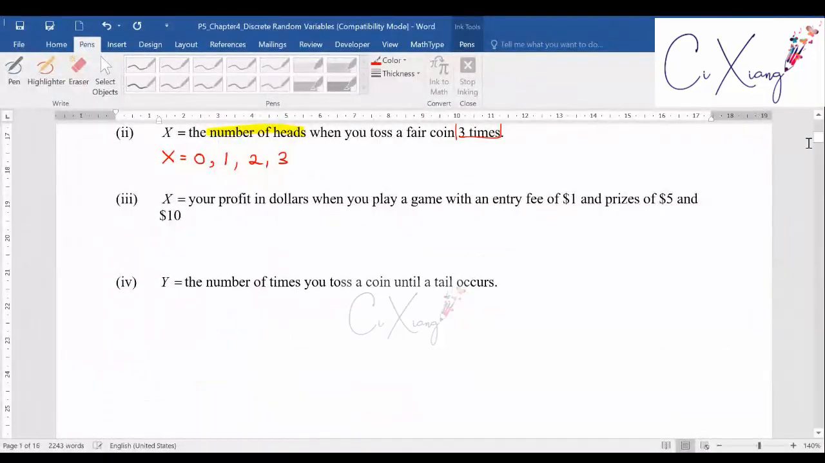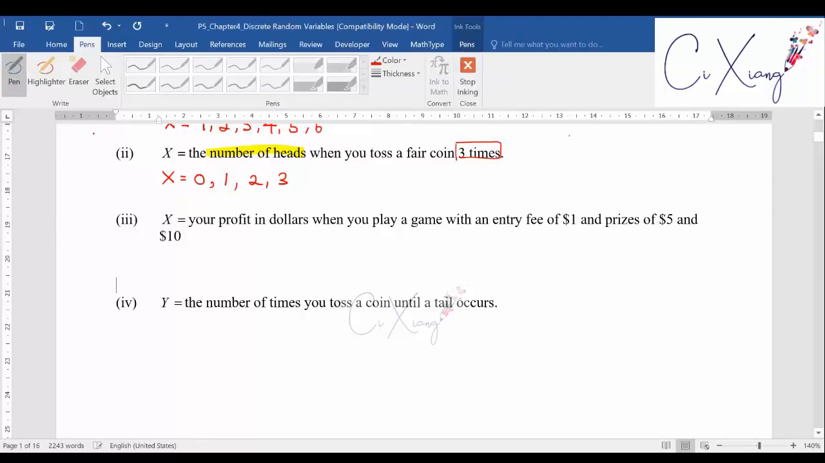For part number 3, they are talking about your profit in dollars when you play a game with an entry fee of $1 and prizes of 5 and 10. So the entry fee is $1, and the prizes are 5 or 10. If you win a prize of $5, you have to subtract your cost, which is $1, so your x can be 4. When you win a prize of $10 minus 1, you get a 9.